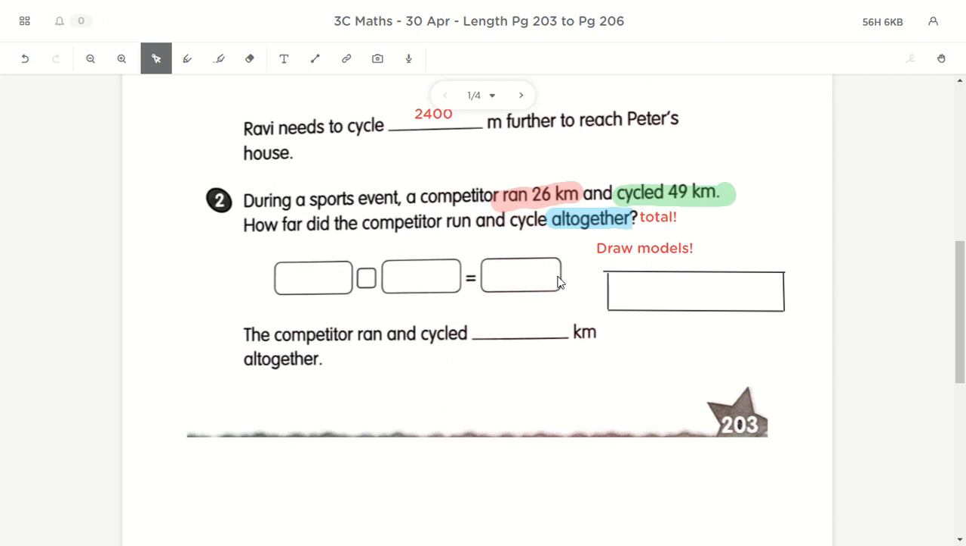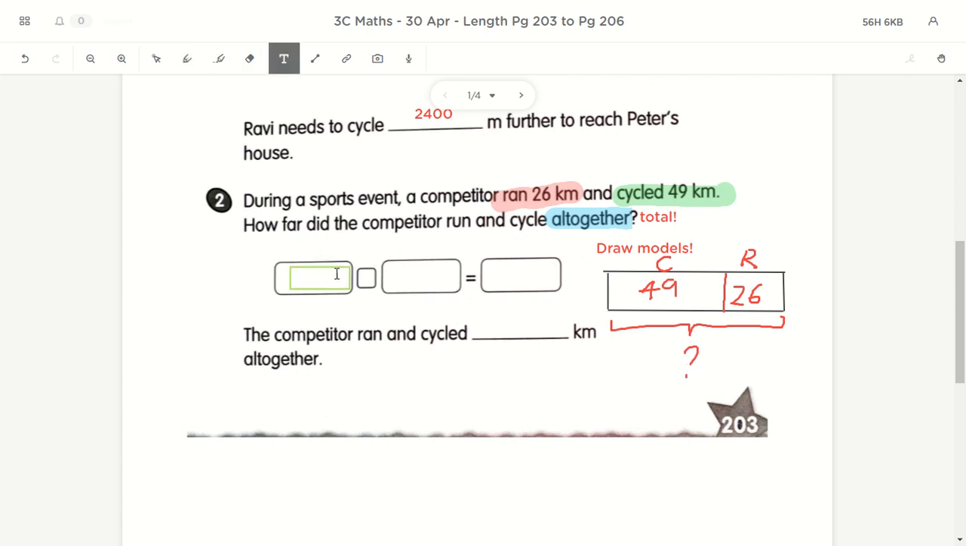Okay, question 2. During a sports meet, a competitor ran 26 kilometers and cycled 49 kilometers. How far did the competitor run and cycle altogether? You want to find the total. So straightforward, if we draw a model to represent this, basically there's two parts. One is when you ran, which is 26 kilometers. And then the other part when you cycled, which is 49 kilometers. So we want to find altogether, which is this question mark. Looking at this model, you know that you have to add them together.